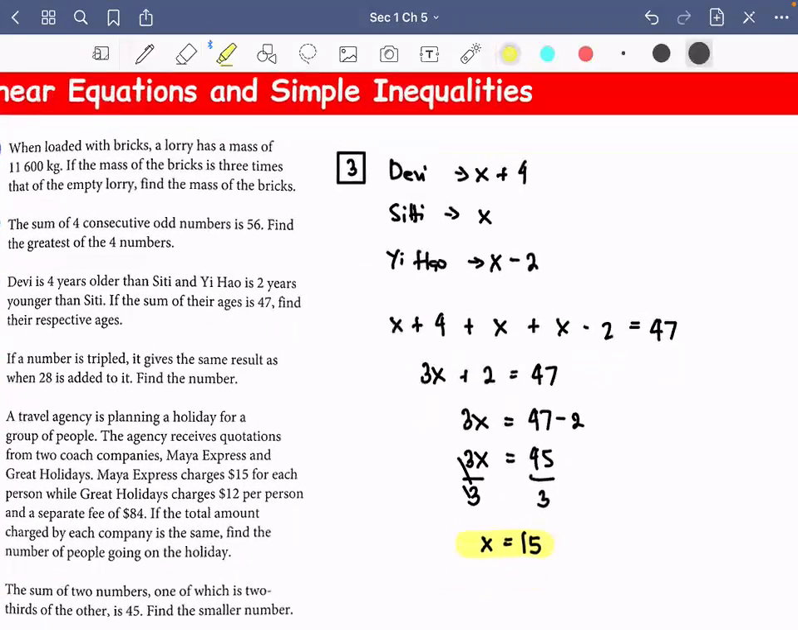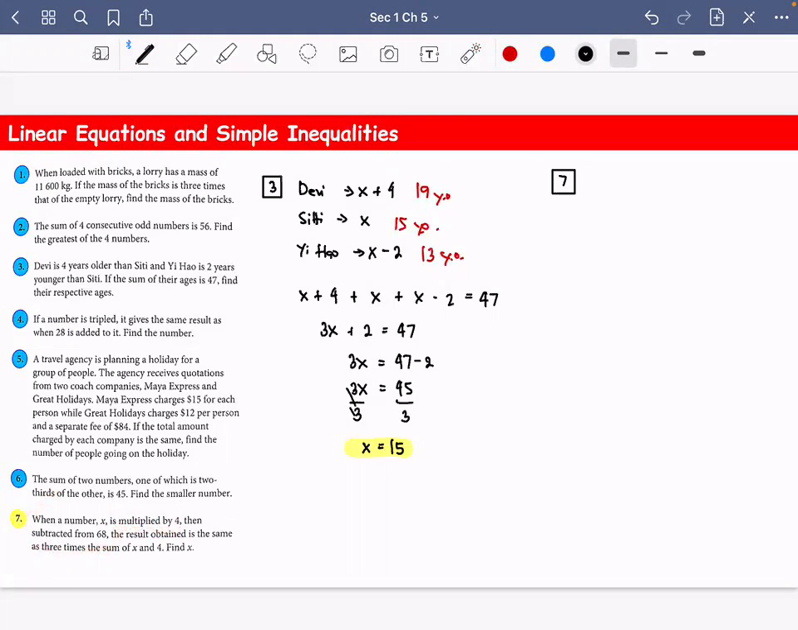So CT is 15 years old. And then Devi is 19 years old. And then Yihao is 13 years old. That's it.